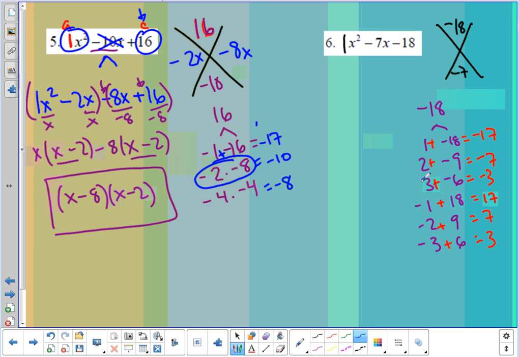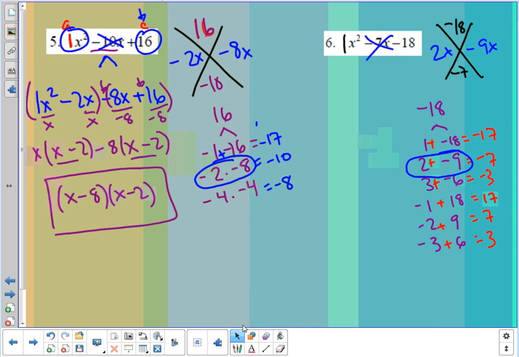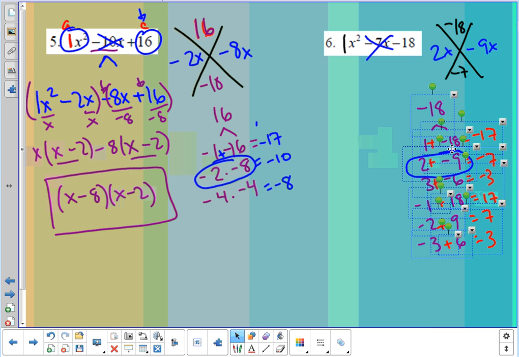So the product of negative 18 was all of these options. The sum of negative 7 is this one right here. So those are going to be my options, 2x and negative 9x, and that's what's going to go right there in the middle. So now let me move these back out of the way.